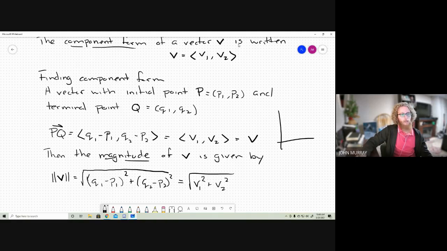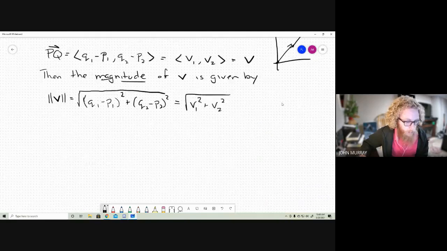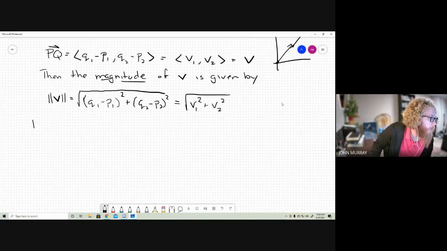All right, so if I had some vector here, I could find the component form by subtracting the coordinates here, and maybe it would go like this. Let me fix that a little bit. All right, and I can calculate everything just using this line now. We do have a special condition.